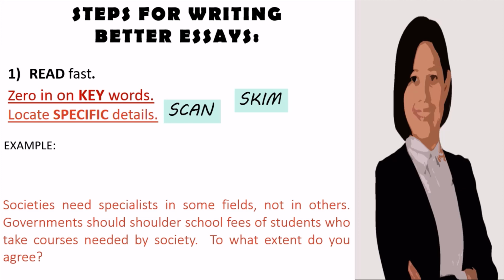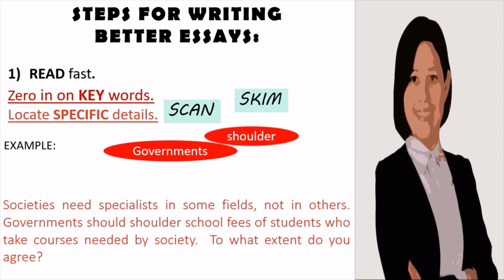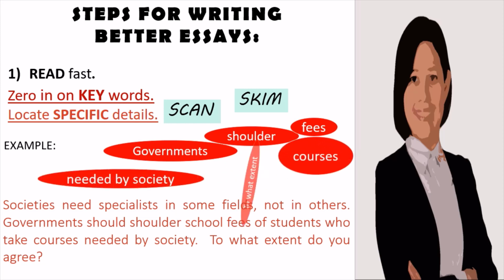So, I skim for the general idea: government, the subject; shoulder, the verb; fees, the object of the verb. And then I scan for other details. Fees of what? Courses needed by society.